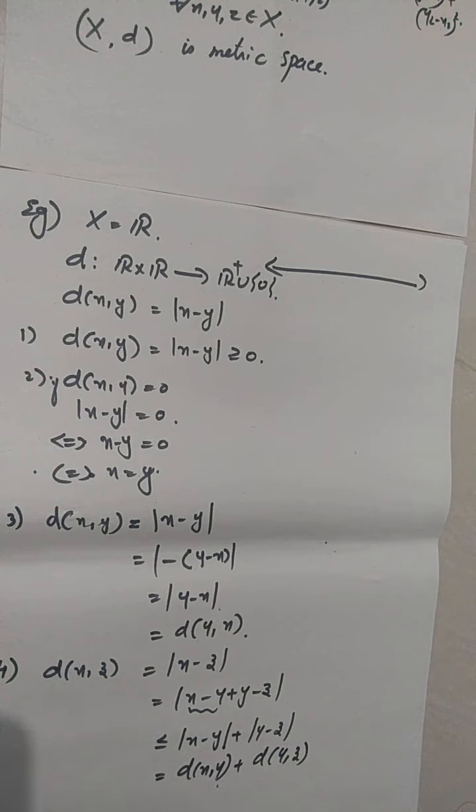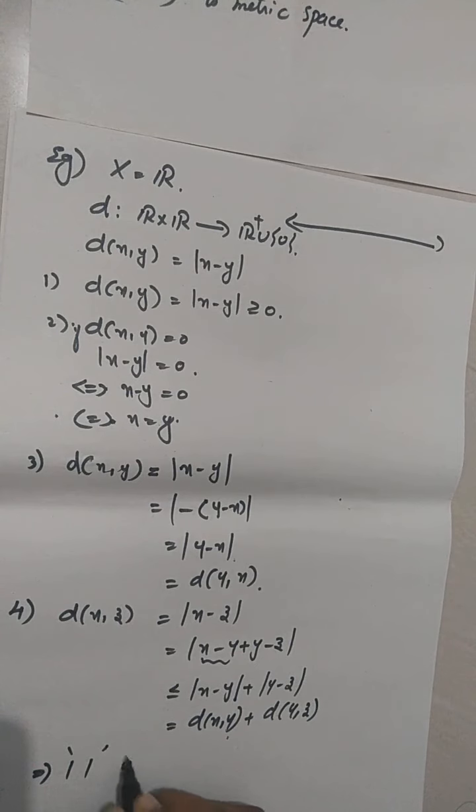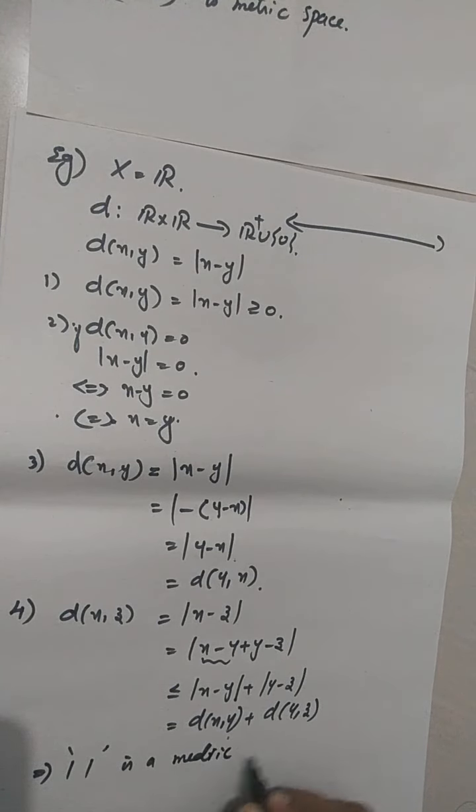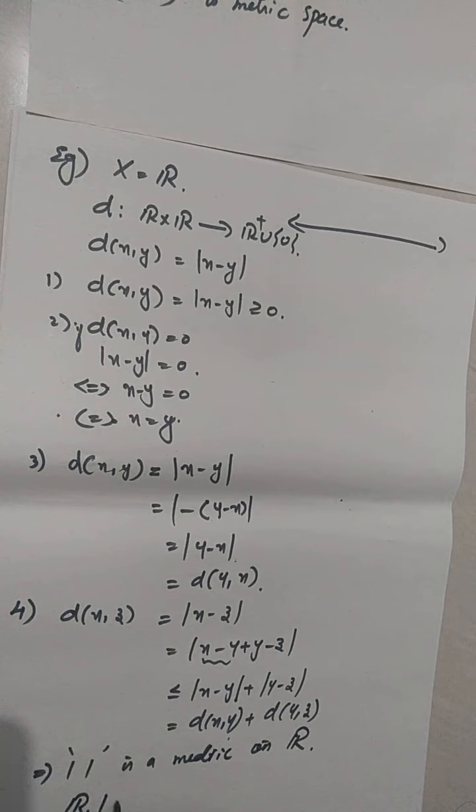So we proved all the properties of a metric which are satisfied by our usual modulus in real numbers. Which implies the function modulus, the distance modulus, is a metric on the set of real numbers. So the real line with this metric is a metric space.